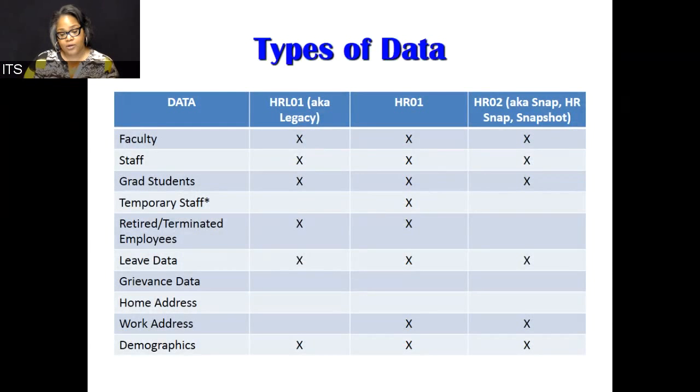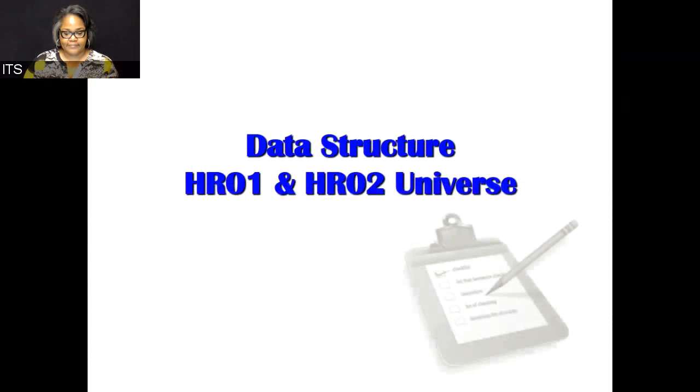You will find work address, though, in our current data set, HR01, and also in the snapshot. And of course, you'll find demographic information for all of our employees within all of the different data sets. So next, we're going to talk about the structure, and I'll explain to you how to go about the process of writing a query in HR01 or HR02.